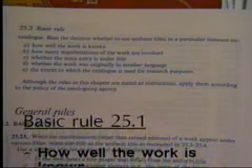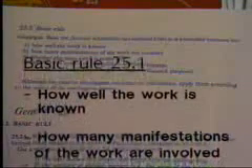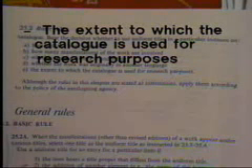The third set of rules are a special category of rules applicable in case of special classes of material such as legal documents, religious works, and scriptures. Rule 25.1 gives 5 criteria for the use of uniform titles. Number 1, how well the work is known. Number 2, how many manifestations of the work are involved. Number 3, whether the main entry is under the title. Number 4, whether the work is originally in another language. Number 5, the extent to which the catalog is used for research purposes.